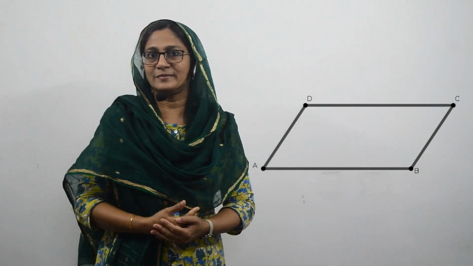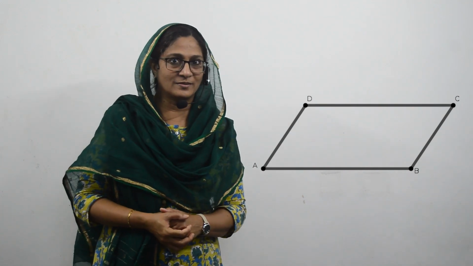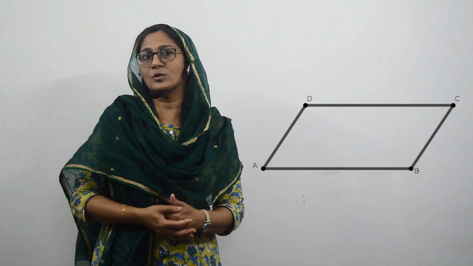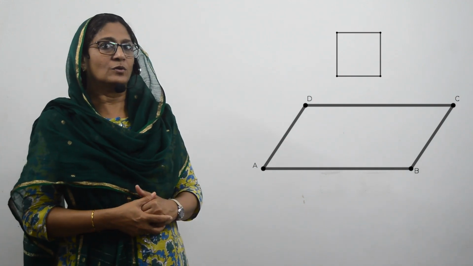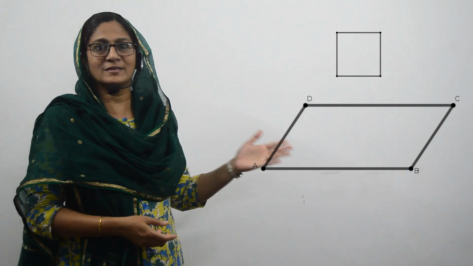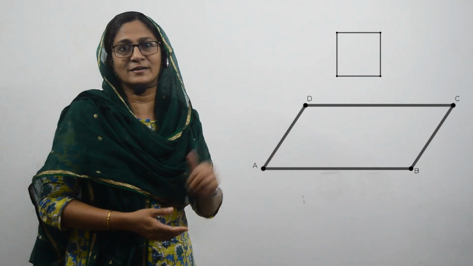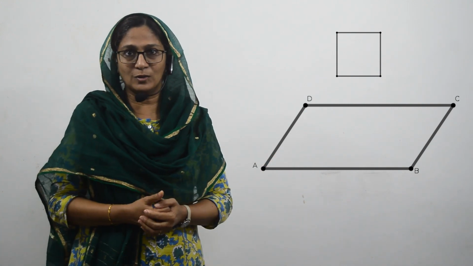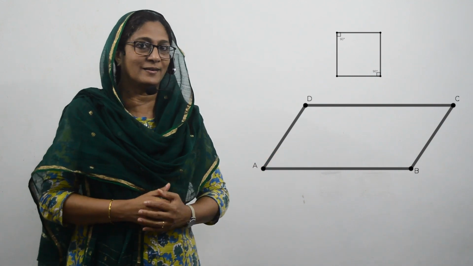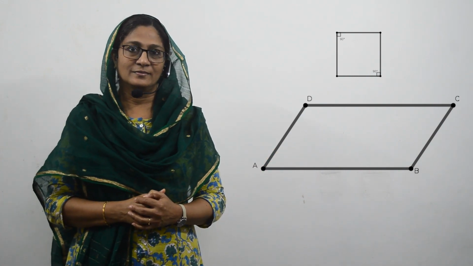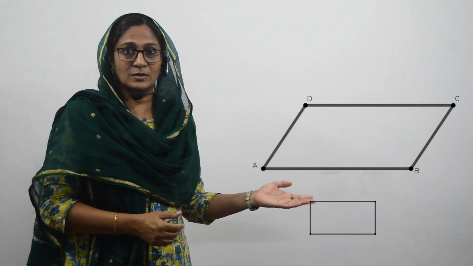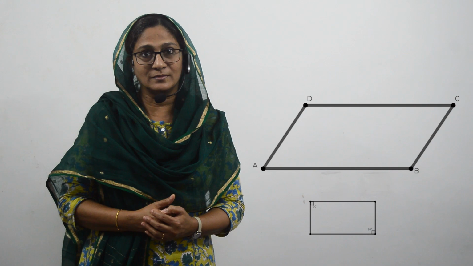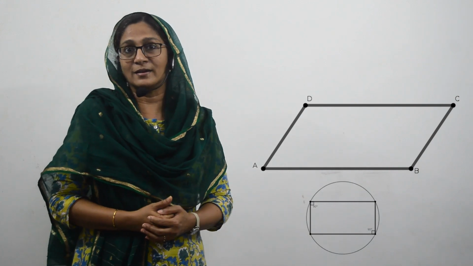Let us now think about parallelograms. Parallelograms are four-sided, so they are also quadrilaterals. Are parallelograms cyclic quadrilaterals? Squares are also parallelograms. Opposite sides are equal, opposite sides are parallel. A square is a parallelogram and a square is cyclic. Rectangles are parallelograms because the opposite sides are equal and parallel. Rectangles are cyclic.